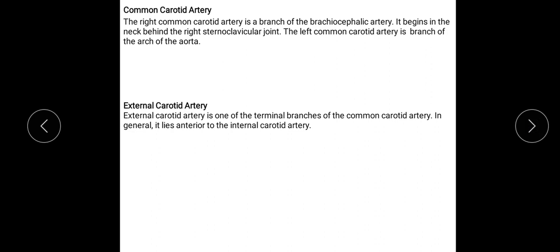Common carotid artery. The right common carotid artery is a branch of the brachiocephalic artery which begins in the neck behind the right sternoclavicular joint. That is the plain synovial joint. And the left common carotid artery is a branch of the arch of aorta, a direct branch of the arch of aorta. Then the external carotid artery is one of the terminal branches of the common carotid artery. In general, it lies anterior to the internal carotid artery.